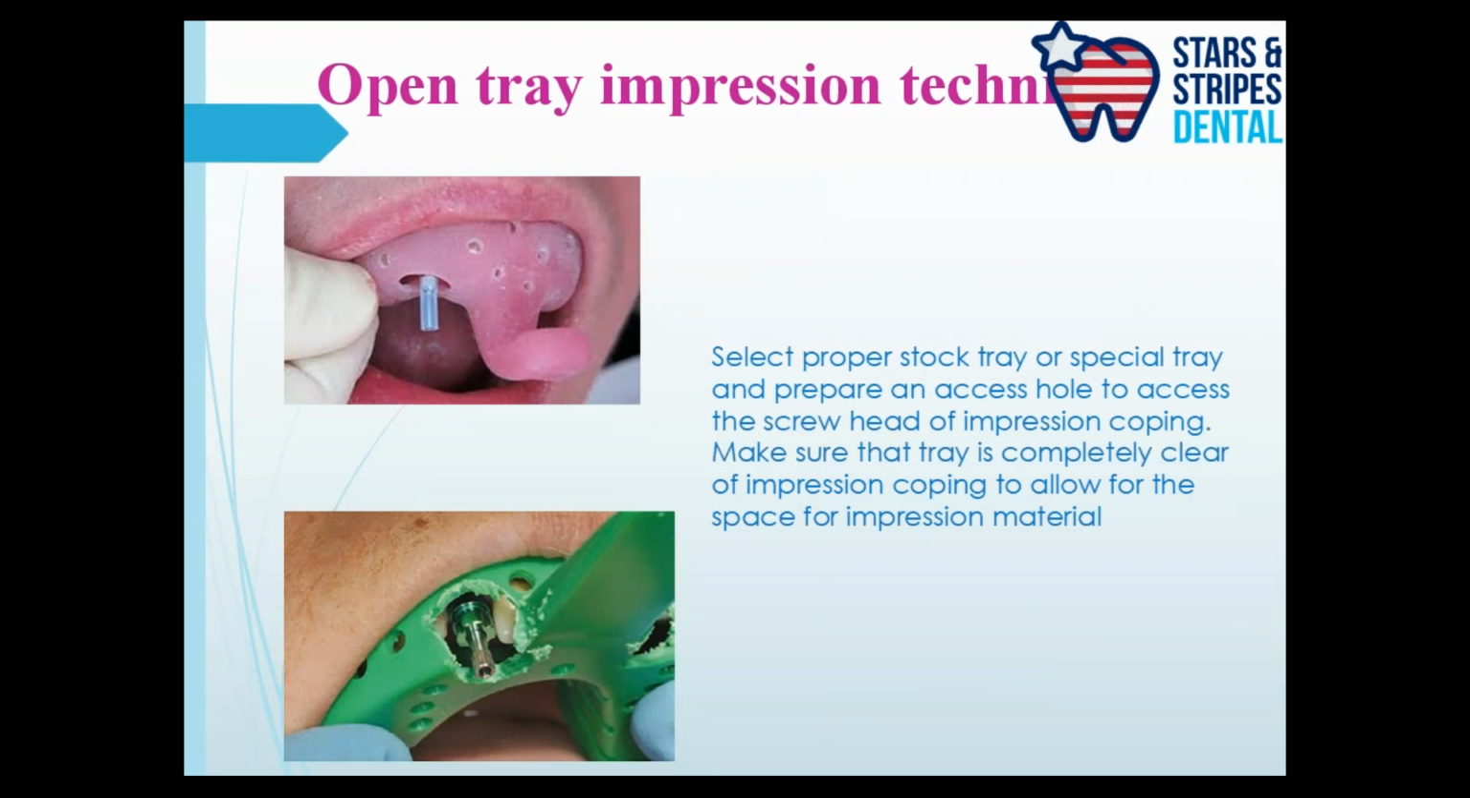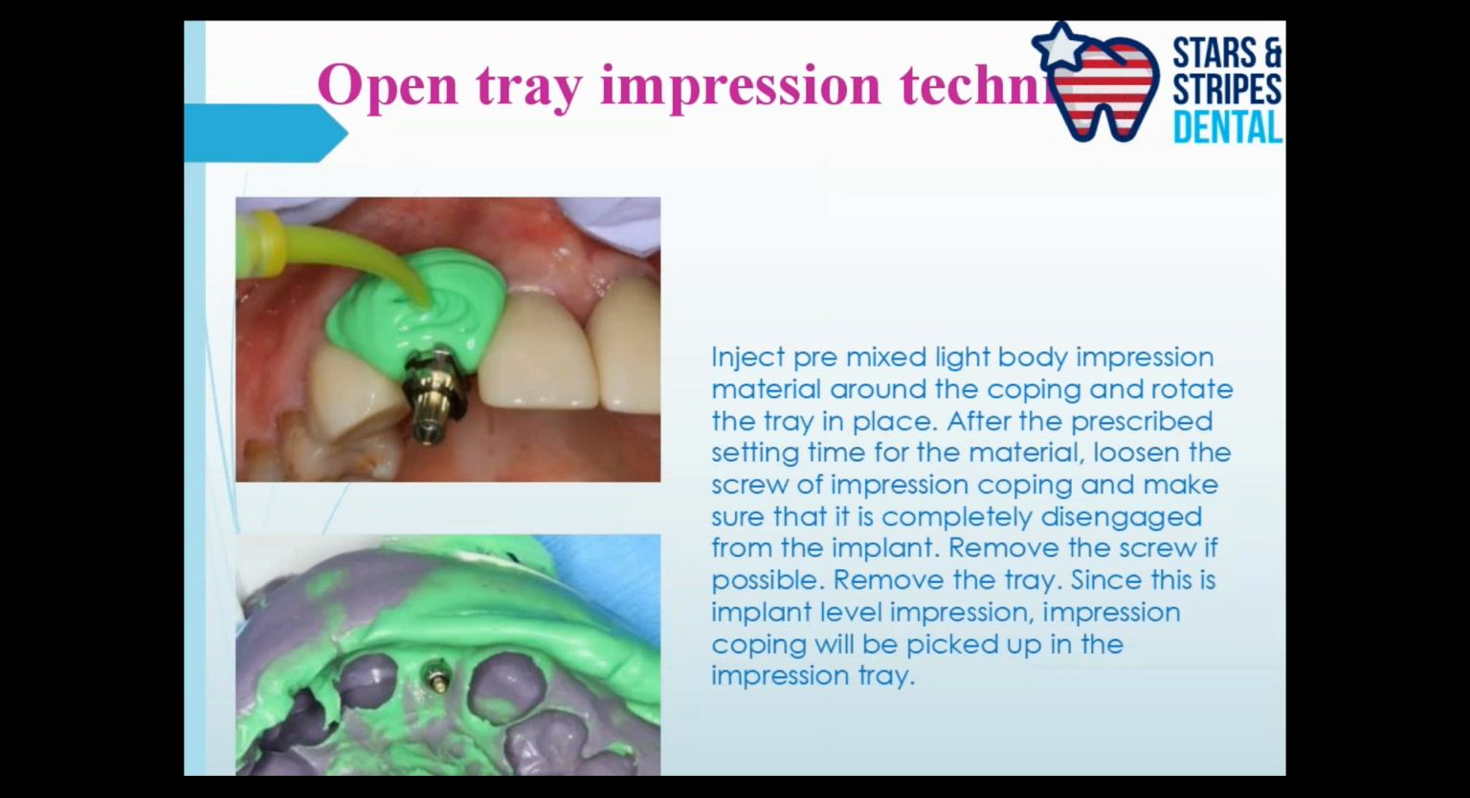Okay, now see, this is how it happens. This is why it is called open tray. You drill a hole. This is the stock tray, this is the custom tray. You're drilling a hole at the proposed site of the implant where the impression coping has been placed, and that impression coping is sticking out through the impression tray. Then why do we do that? Because, as the name suggests, this is the open tray technique. Once you put the impression material around the coping, you will remove the screw before you remove the tray. So you will pick up the impression coping in your impression. That's why it's called a pickup impression.